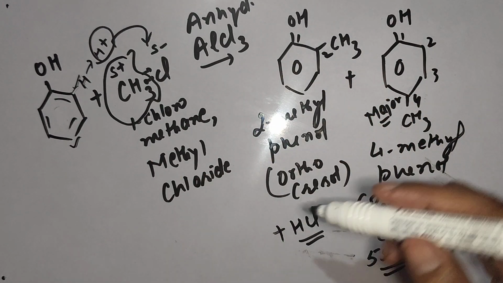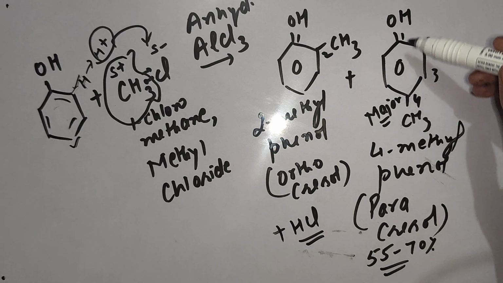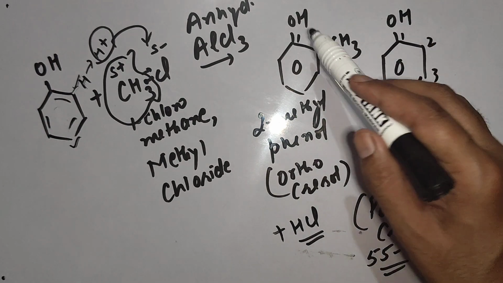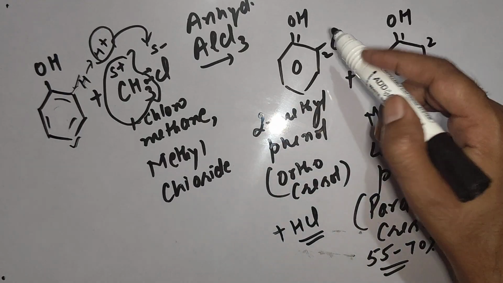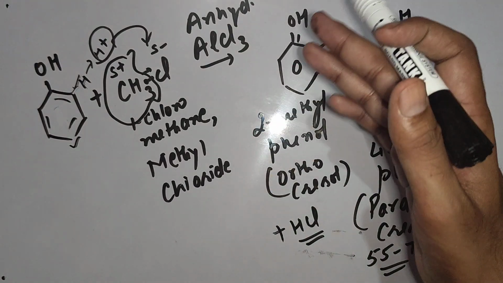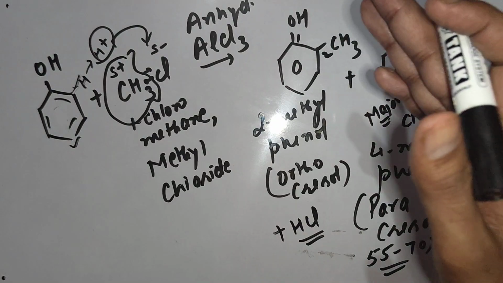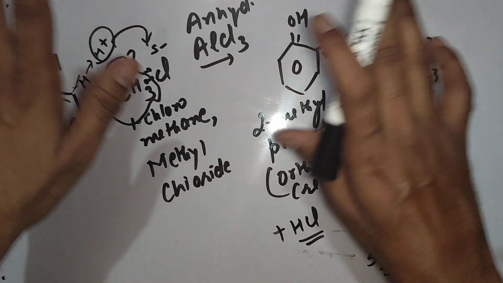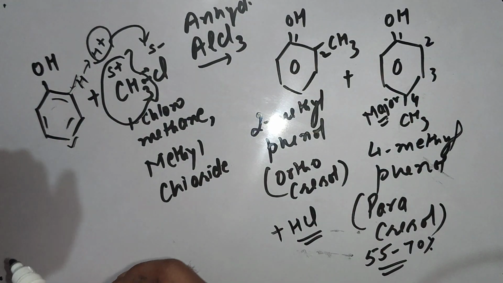The reason we have already discussed: in para products the groups are far away from each other, so there is no repulsion problem. But in ortho the groups are very close, so a repulsion problem will be there. That's why those compounds will be highly unstable, and that's why they are in lesser amount. Up to 12th level we can learn this reaction like this.